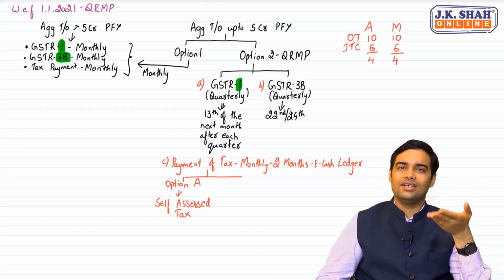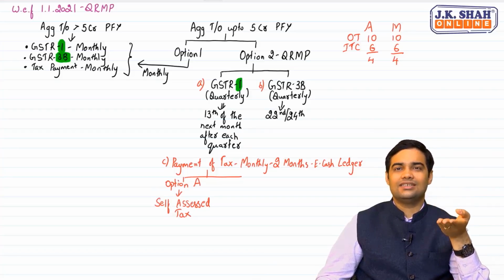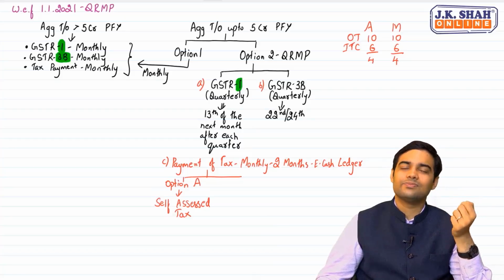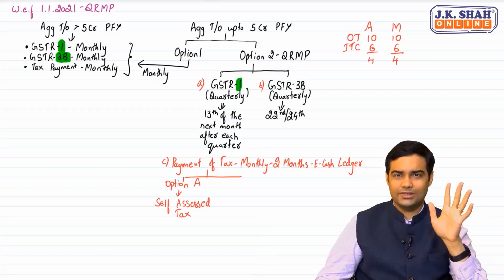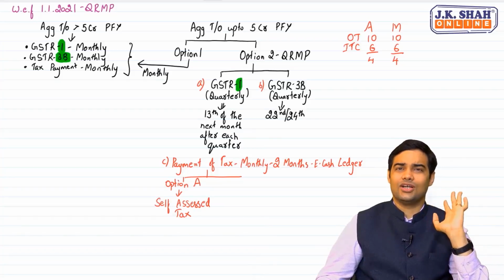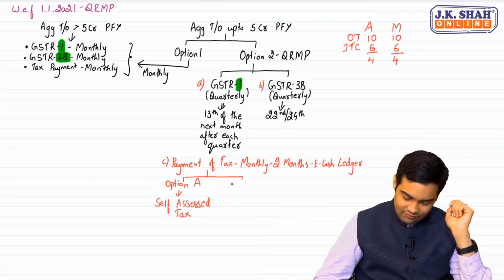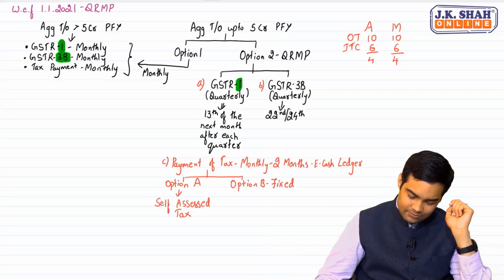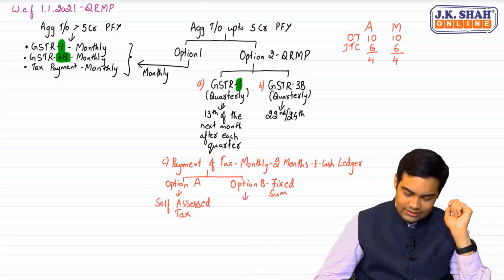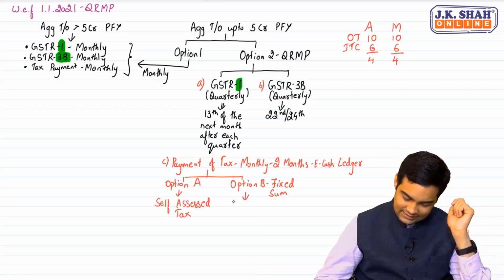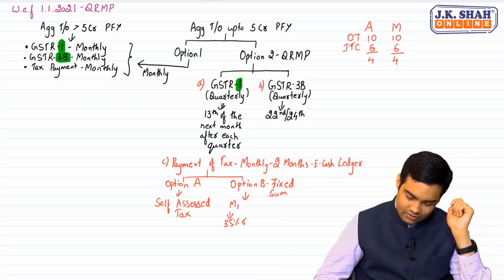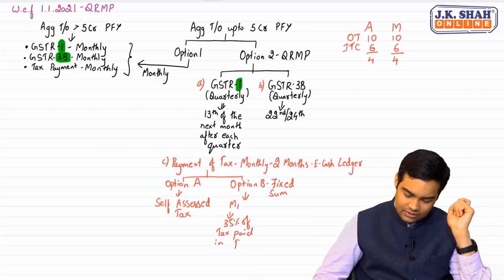Sir, if I were to anyways calculate everything and then pay these taxes, I will better prefer monthly scheme itself. Just wait. Government has given option B as well. If you don't want to compute your liability on a monthly basis, for you, there is option B. That is, you pay a fixed sum. Now, when I say you pay a fixed sum, what is that fixed sum? That fixed sum is, for month 1, it would be 35% of tax paid through e-cash ledger in previous quarter.